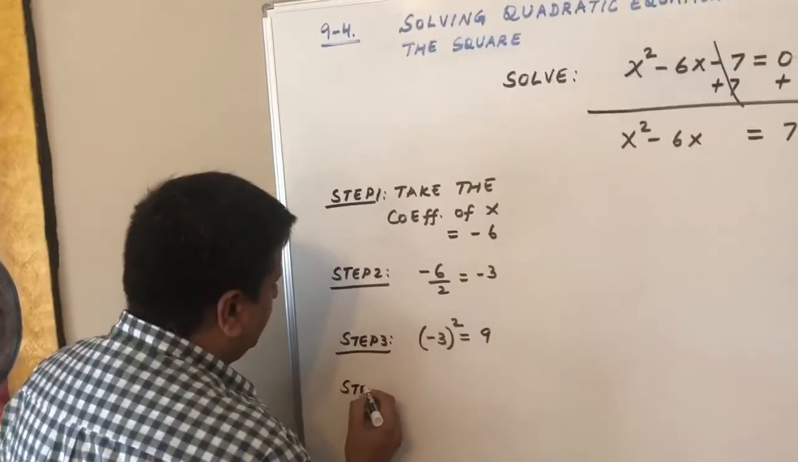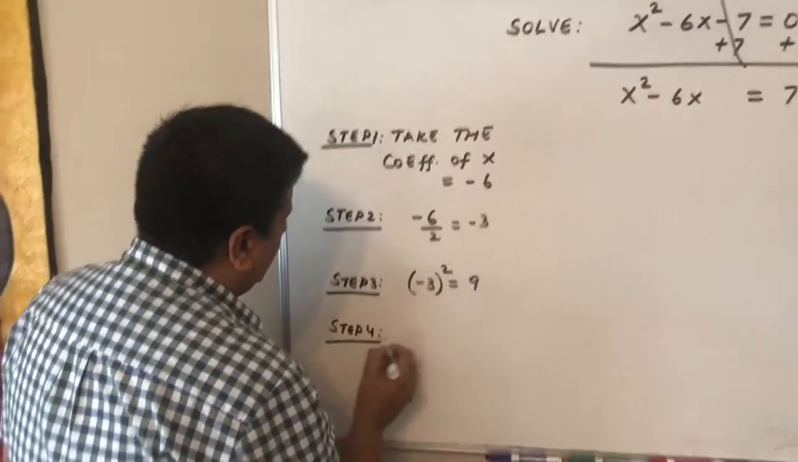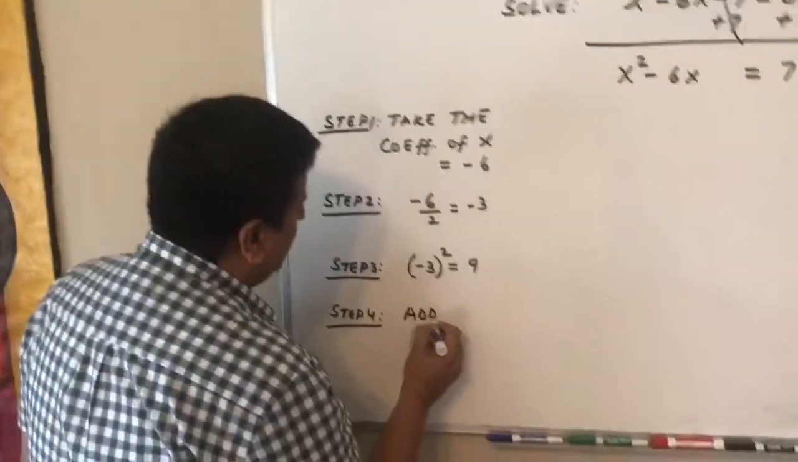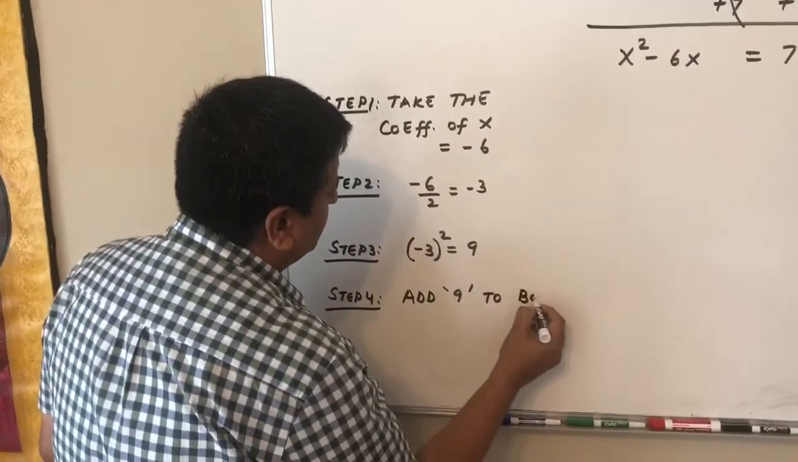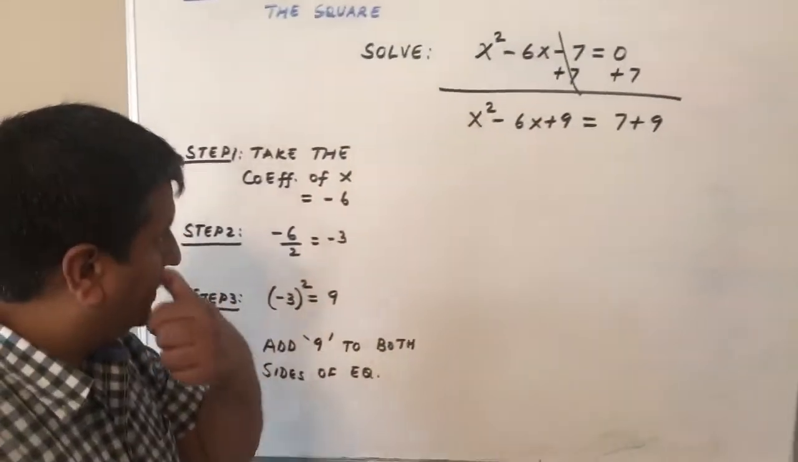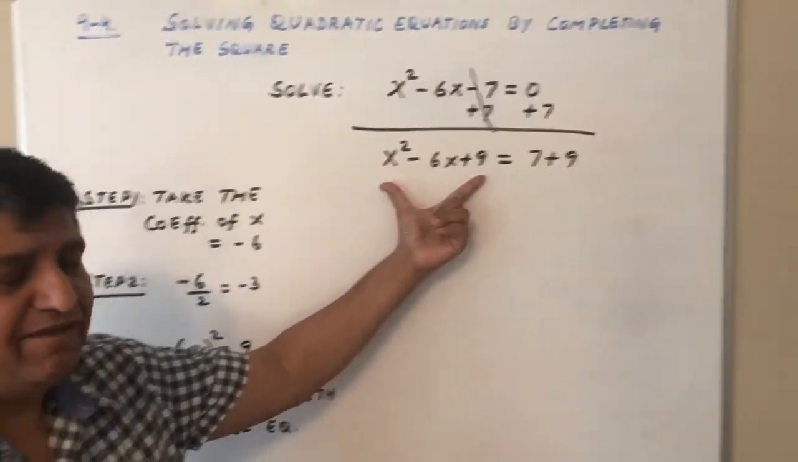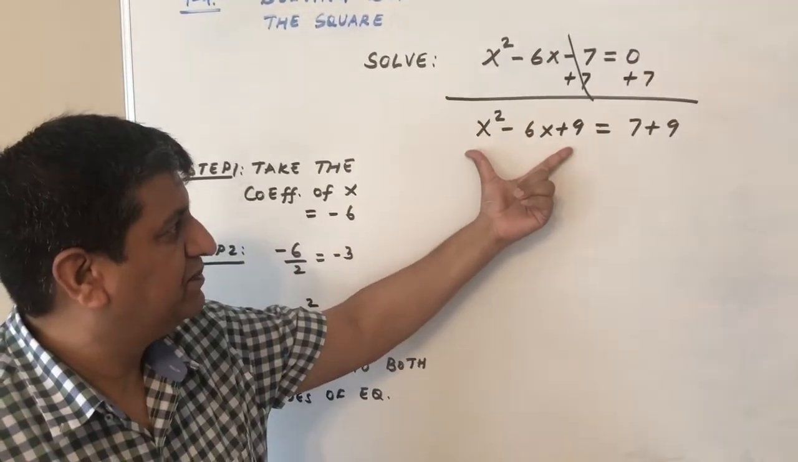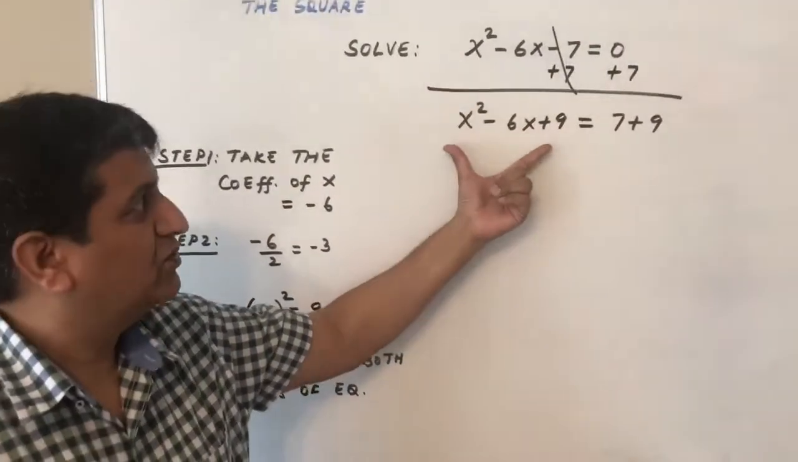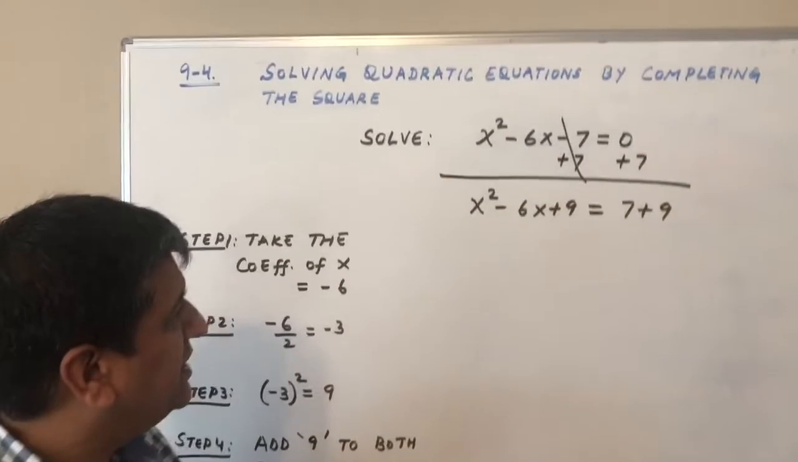So next step is you're going to add this 9, add 9 to both sides of the equation. Now this left hand side is now a perfect square trinomial, or it completes a square. That is why the method is called completing the square method.